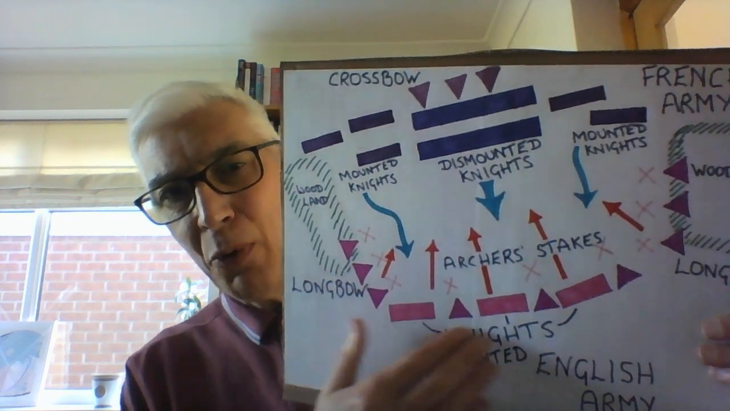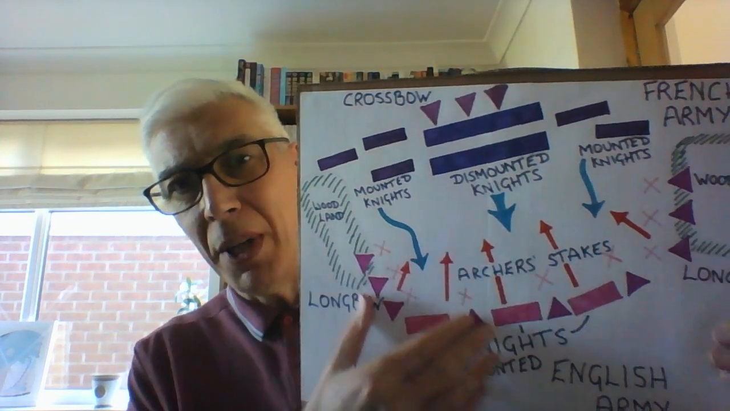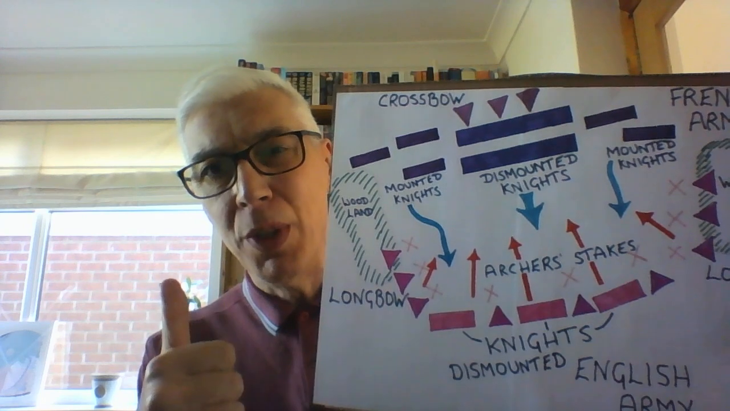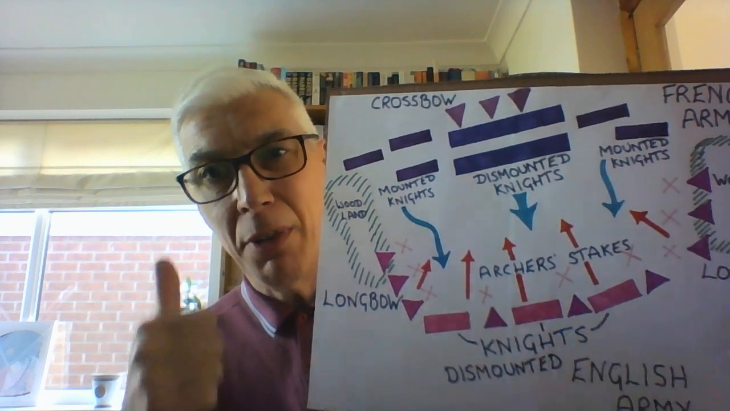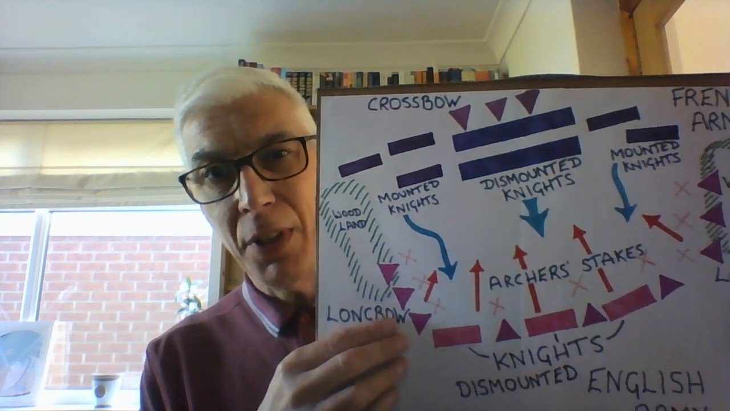So there's the events of October 1415. Now, ladies and gentlemen, why did the English army win? Have you got any ideas? Well, here's a couple of points to think about. Number 1, the positioning of the army. Henry had put his army in a very good, clever defensive formation. That's the first point.